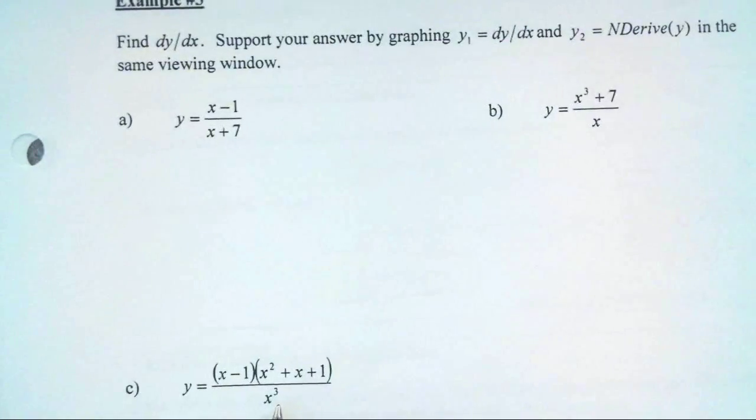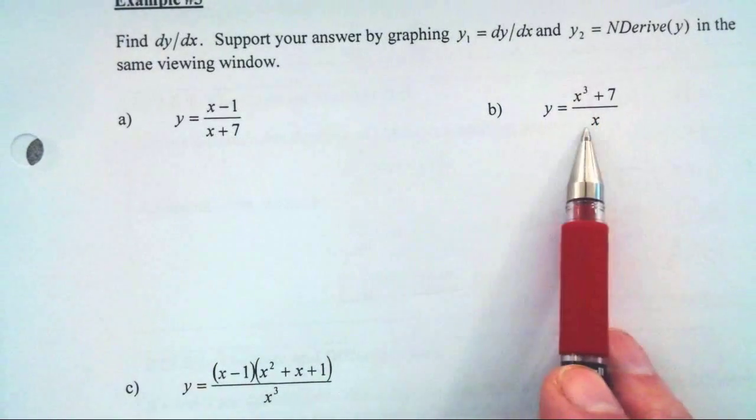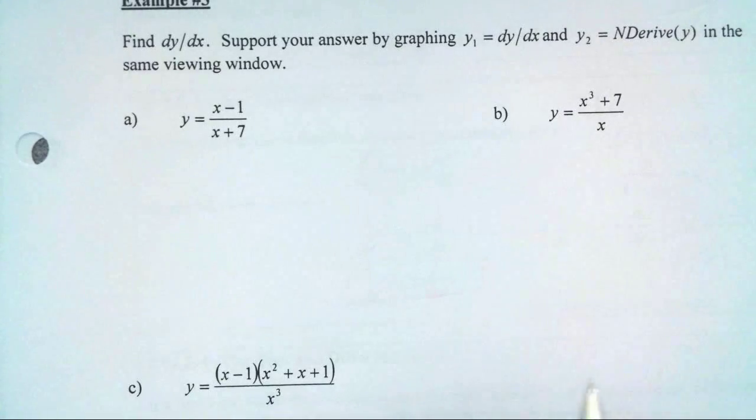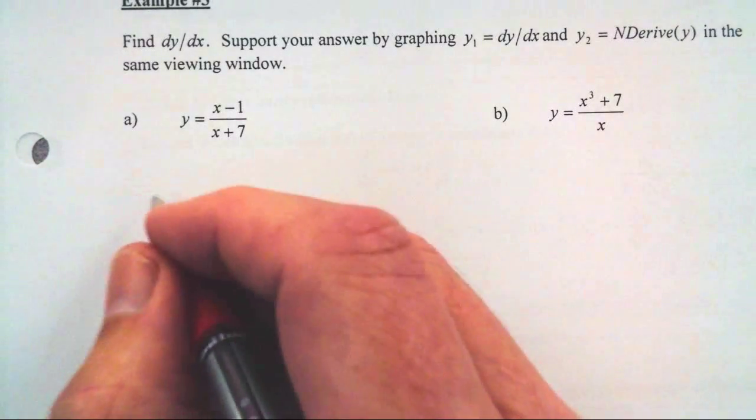C, let's just do A and B, then I'll prep you on C a little bit. Quotient rule, quotient rule. You can look it up, or you can remember the poem. Low D high minus high D low over the square of the thing below. We're just finding the first derivative.